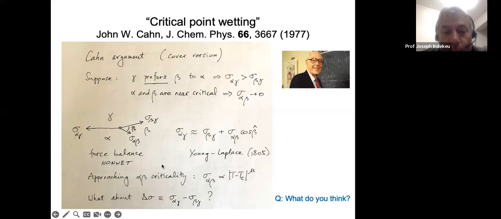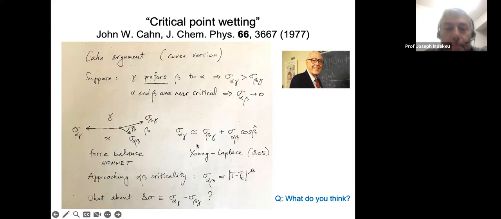Now, we also know that approaching alpha beta criticality, the interfacial tension between alpha and beta goes to 0 as we approach the critical point with an exponent mu. Mu was 3/2 in field theory. We've calculated that. And in experiment for classical fluids, it's around 1.3 in three-dimensional systems. So this term is going to 0. But what about the difference of these two when we approach criticality?